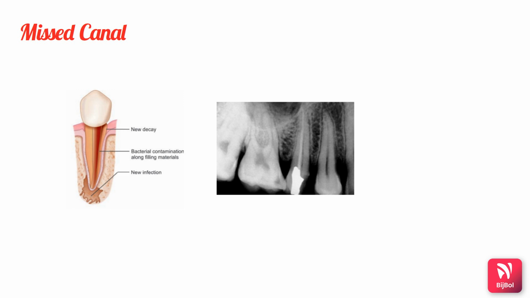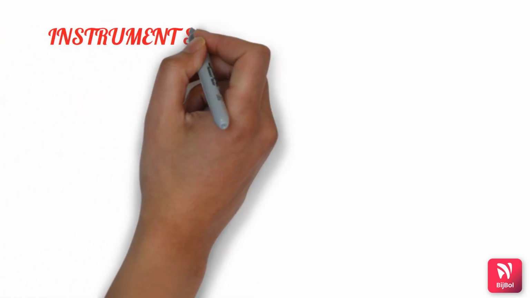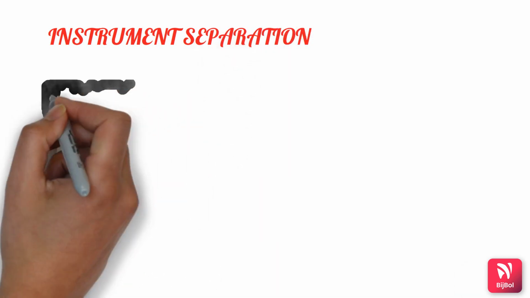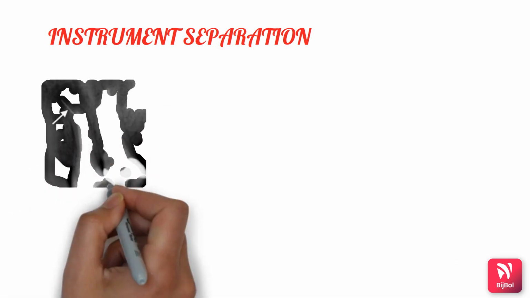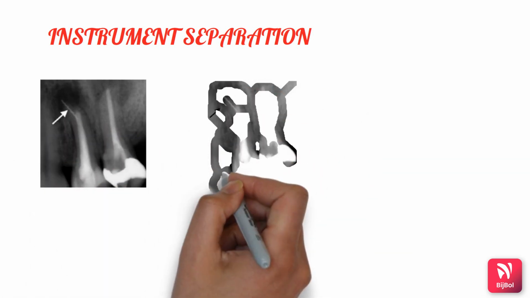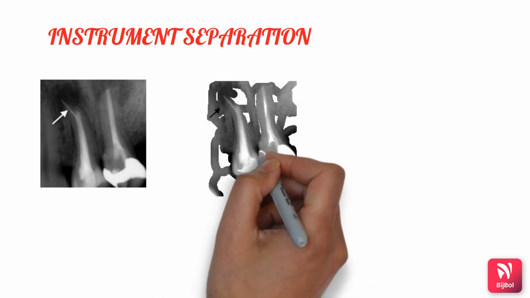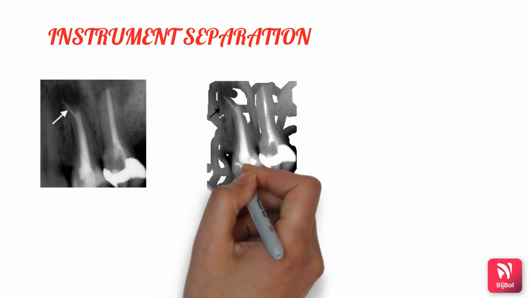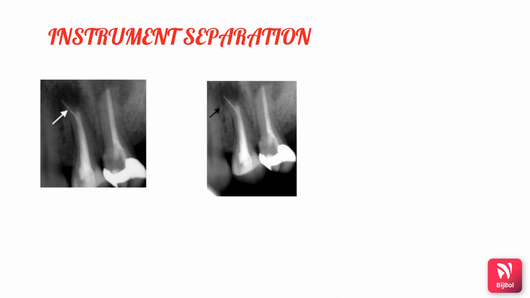If you see, the next one would be instrument separation. Instrument separation is a common and frustrating problem in endodontic treatments, which occurs due to improper or overuse of instruments, especially while working in curved, narrow, or tortuous canals. It may occur due to overuse of a dull or damaged instrument, or by variation of the normal root canal anatomy. So, how do we bypass it?